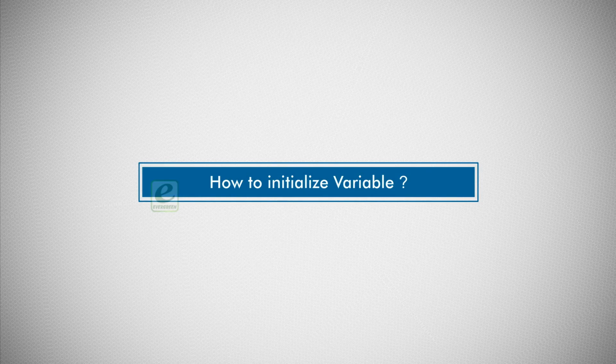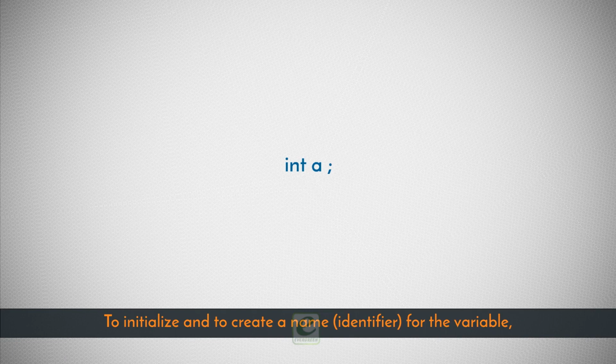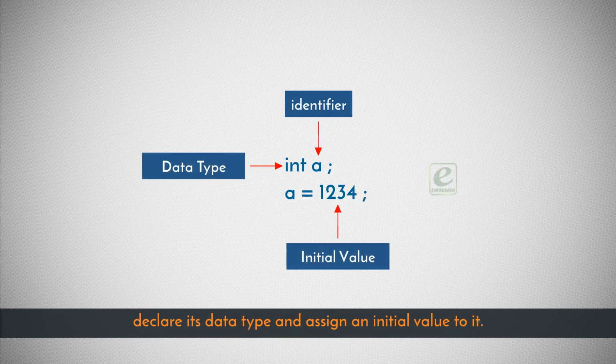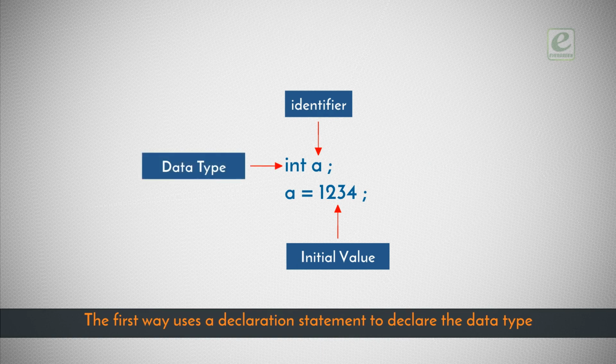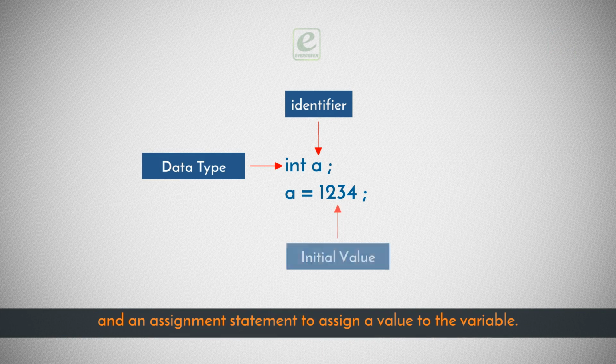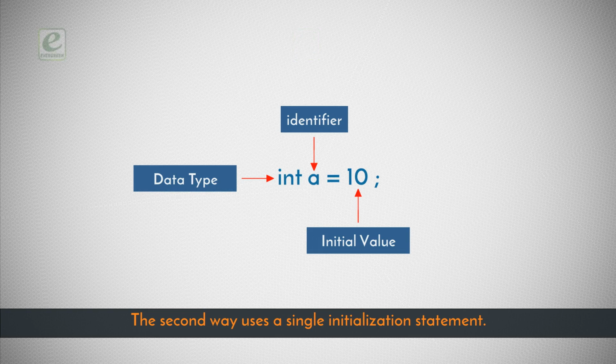How to initialize variables. To initialize and to create a name identifier for the variable, declare its data type and assign an initial value to it. You can initialize a variable in two different ways. The first way uses a declaration statement to declare the data type and an assignment statement to assign a value to the variable. The second way uses a single initialization statement.